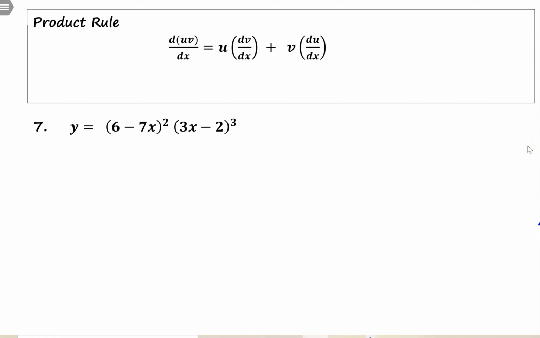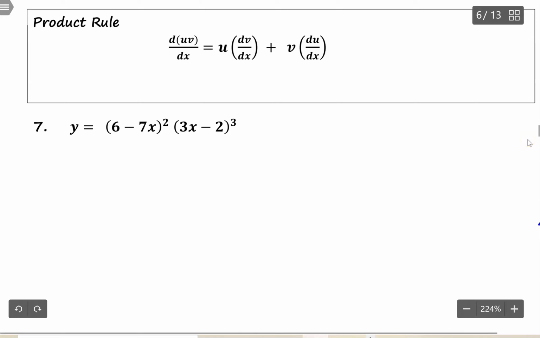Hello everyone. In this video, I would like to go over the product rule for differentiation. The formula for the product rule works like this. If you have two functions multiplied with each other, and you have to take the derivative of that as a function of x, what you need to do is identify your function u, then identify your function v, and fit them into these formulas right here.